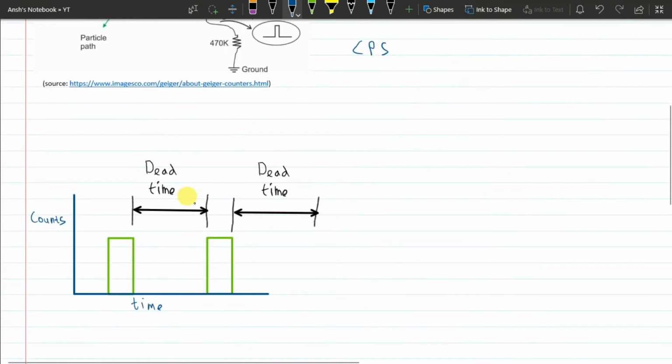You can think of it schematically in this way. You can see this plot right here. On the y-axis, we have counts, and counts is the general unit in which radiation is measured. It's measured in CPS, which is counts per second. So let's say you have one incoming ray of ionizing radiation, and you get one output which corresponds to one count. And then there'll be a sort of dead time right here where the electrons will be recombining with their ions.